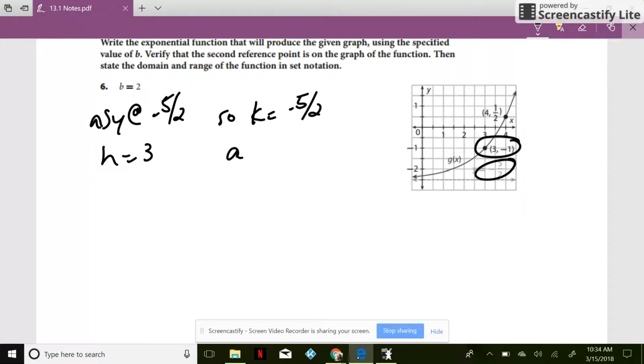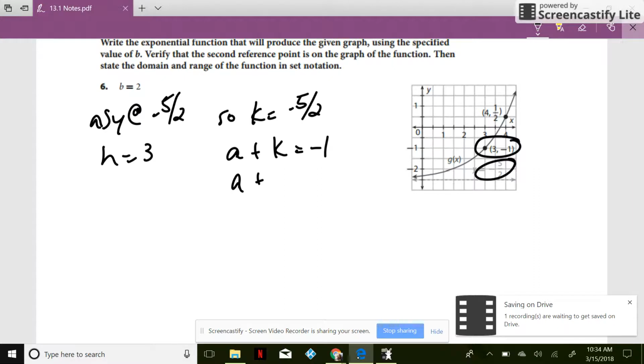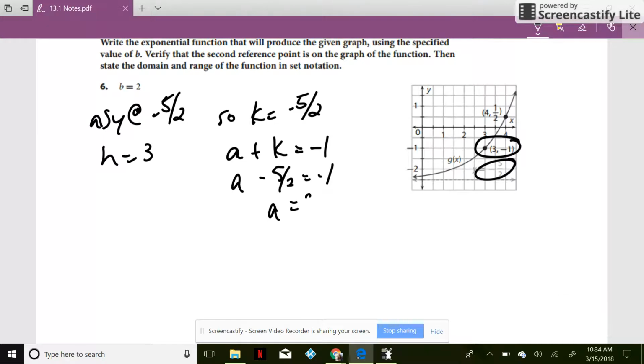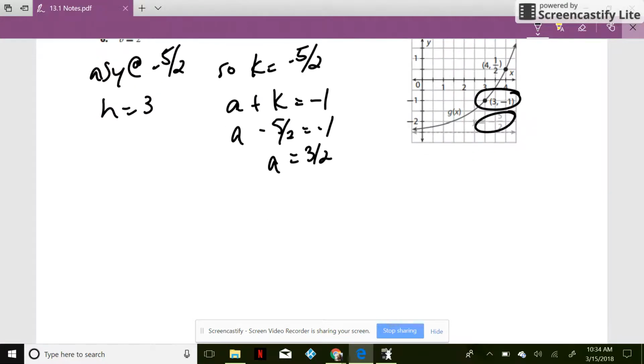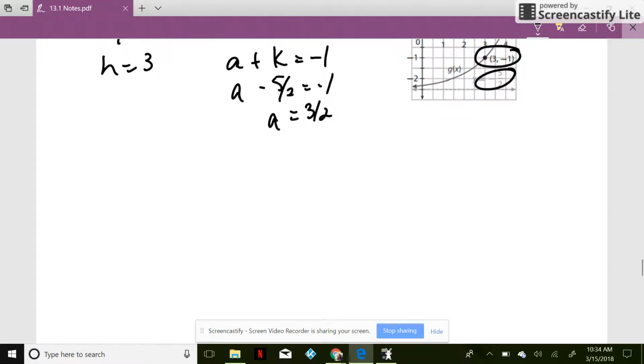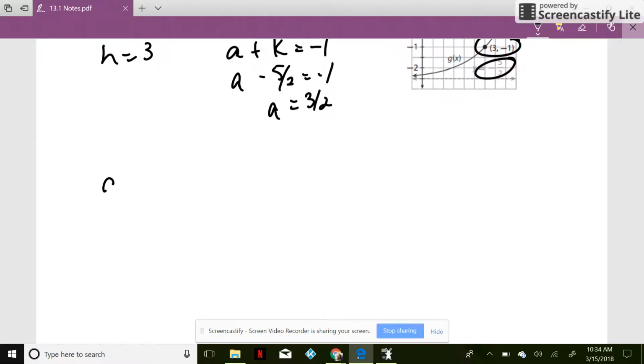So what we're going to do is take a plus k, and that should be equal to the y value at that point, which is -1. So plugging in what we have for k, which is -5/2, is equal to -1, we'll find that a is 3/2. So now we can take all of these pieces that we have and plug them into our function.